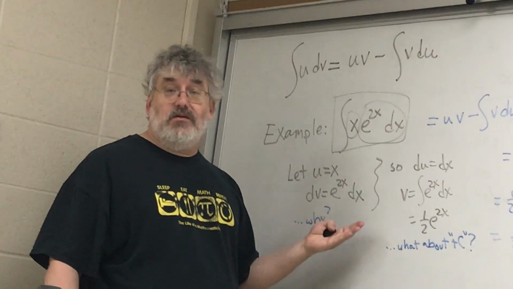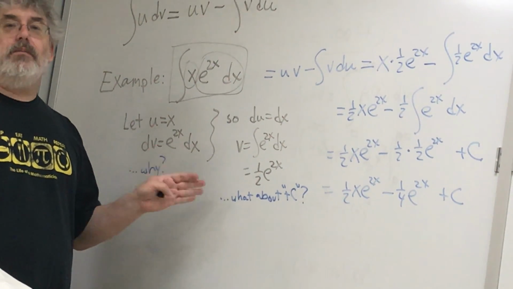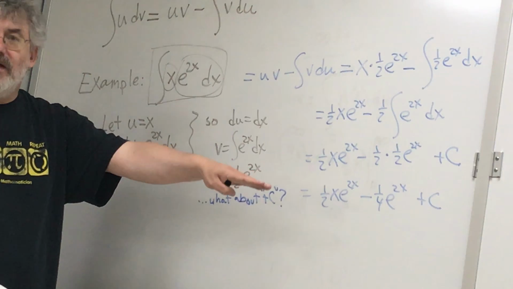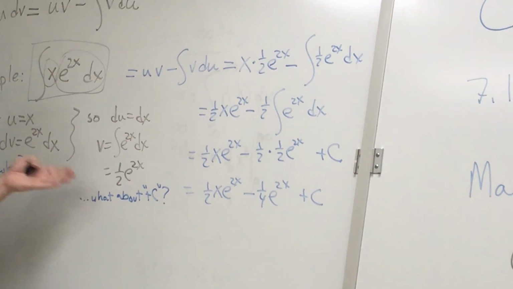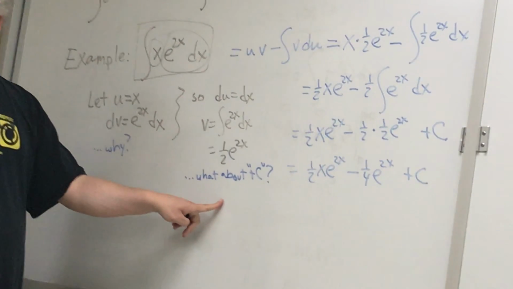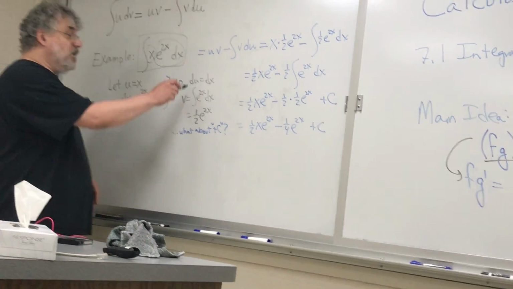Now, these are indefinite integrals, so you might be thinking, what about plus c? That's a good question. We'll put a plus c at the very end, and it works out really nicely. That's all you really need. Why? Because that's the way it works. Don't worry about it right now, it just works. So anyway, here's our du and our v.